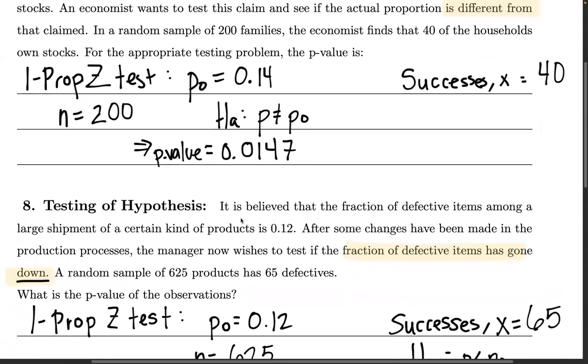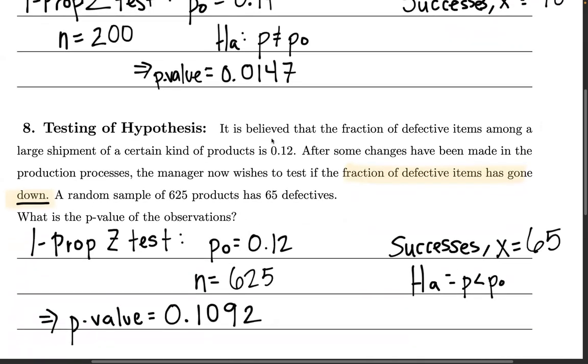All right, next is, it is believed that the fraction of defective items among a large shipment of a certain kind of product is 0.12. So that's what's believed to be true. After some changes have been made in the production process, the manager now wishes to test if the fraction of defective items has gone down. A random sample of 625 products has 65 defectives. So what is the p-value of the observations?